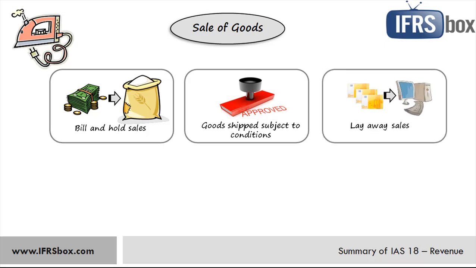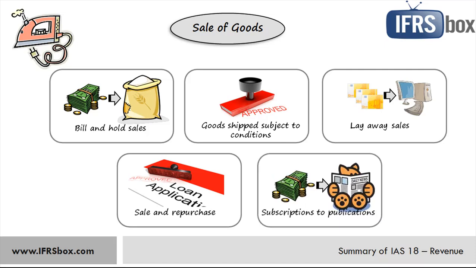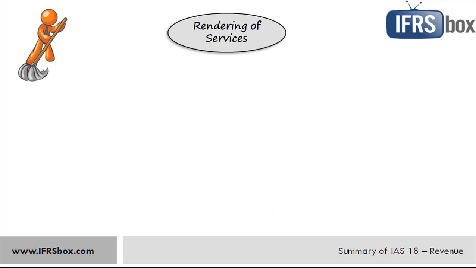Layaway sales, here the revenue is recognized when the delivery is made. Sale and repurchase agreements, where the seller agrees to purchase the same goods back at a later date. Well, these situations are often just hidden financing arrangements and no revenue is recognized, but of course it needs careful assessment of the terms of transaction. Subscriptions to publications and similar items, well, the revenue is recognized in accordance with the period over which the items are dispatched.